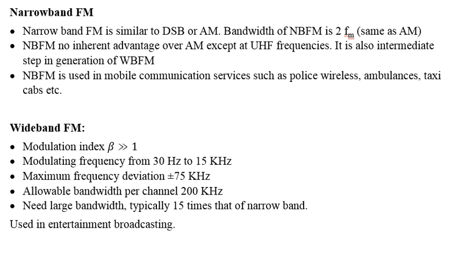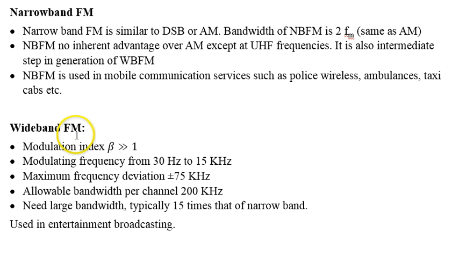Now I will describe briefly the narrowband FM. Narrowband FM is similar to DSB, that means double sideband AM. The bandwidth of NBFM is about twice fm, same as AM. Narrowband FM has no inherent advantage over AM except that it uses the UHF frequencies, and it can also work as an intermediate step in the generation of wideband FM. Narrowband FM is used in mobile communication services such as police wireless, ambulances, taxi cabs, etc. These are the applications of narrowband FM.